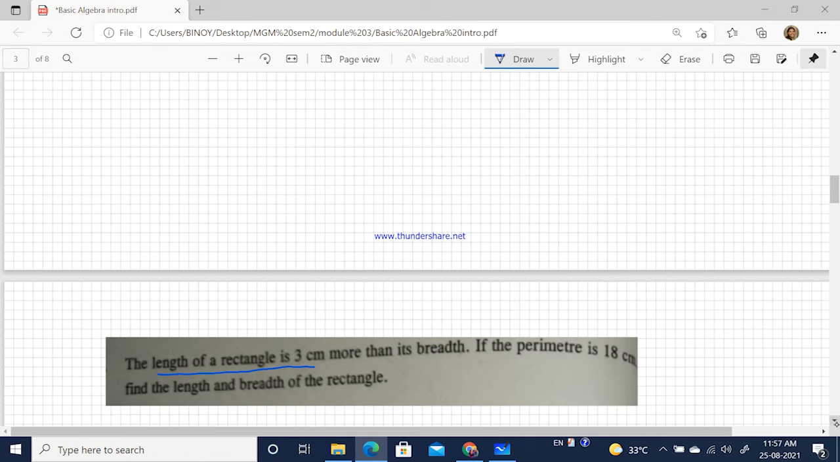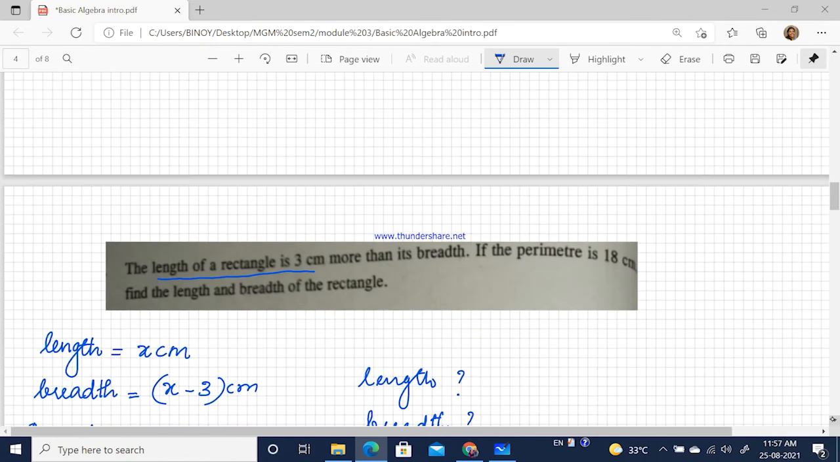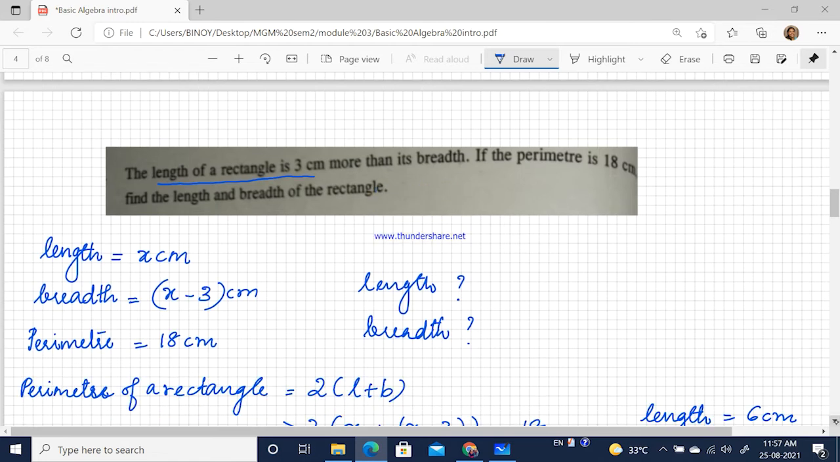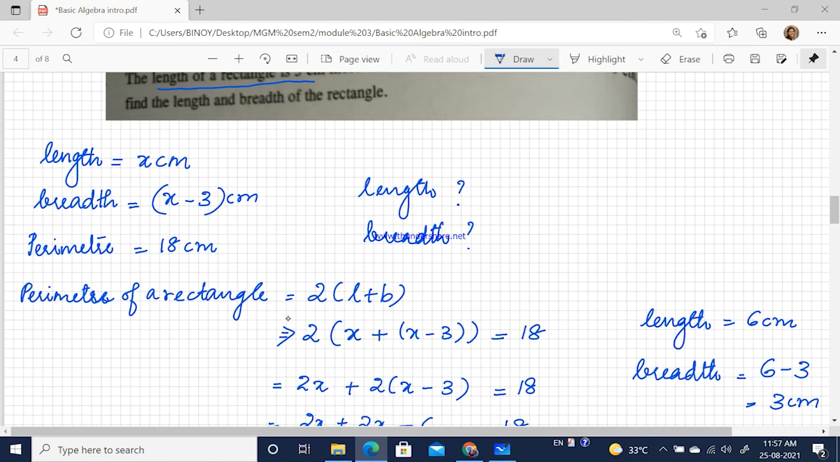So it was given length of the rectangle is 3 centimeter more than the breadth. So we assume that length is x centimeter. So breadth is equal to x minus 3 centimeter. And it was given if the perimeter is 18 centimeter, find the length and breadth of the rectangle. So substituting in the equation 2 into L plus B. 2 into L is x and x minus 3 is the breadth. So multiplying 2 with length and breadth, so 2x plus 2 into x minus 3.